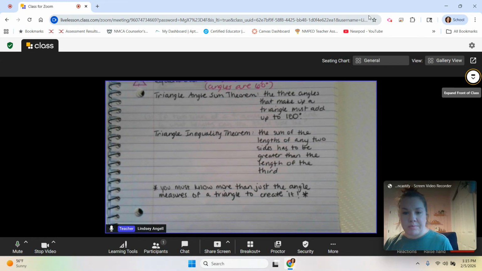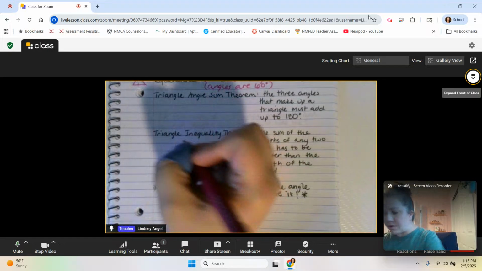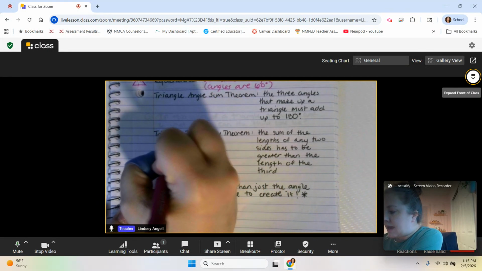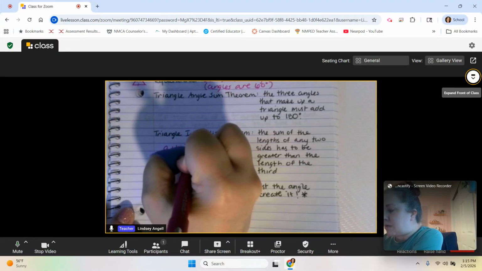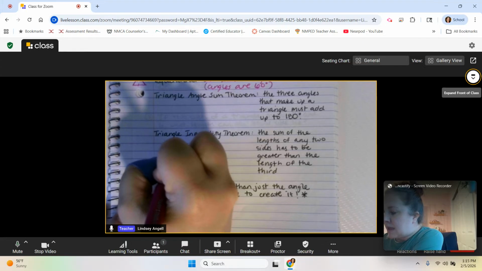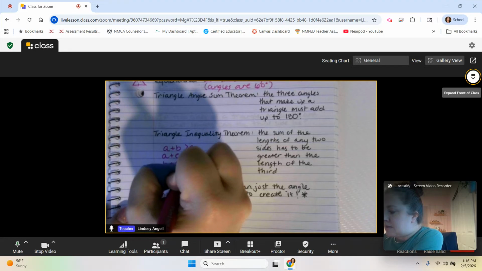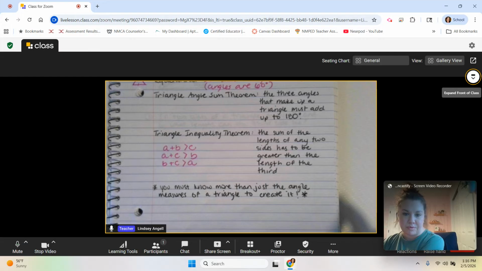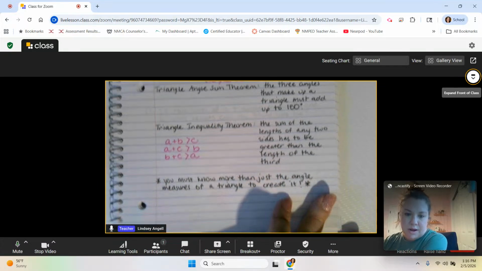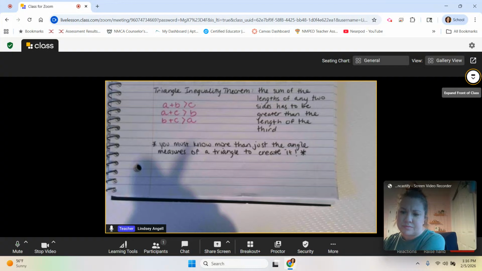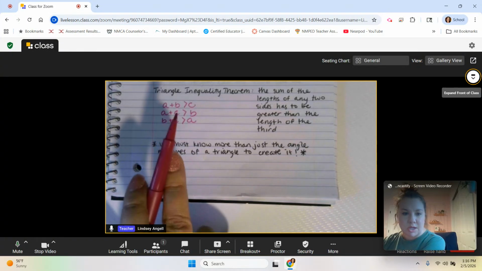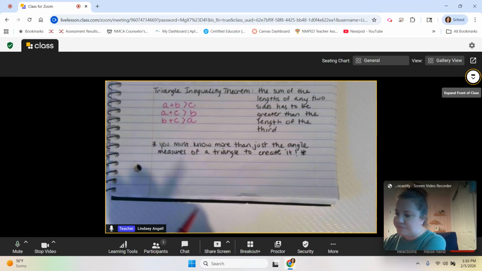Triangle inequality theorem. The sum of the lengths of any two sides has to be greater than the length of the third side. So if you remember from the last video, we had A plus B must be greater than C. A plus C must be greater than B. And then B plus C must be greater than A. Okay? And we can put any numbers in there to solve, all right? Which we will in a little bit, kind of. I have a problem sort of like that. If you have trouble on that, though, go back to that last lesson.